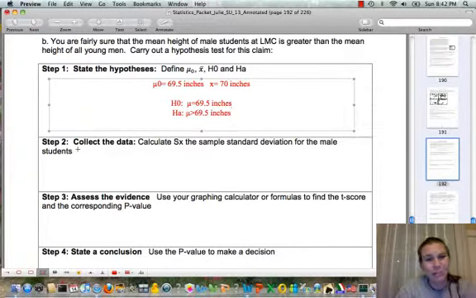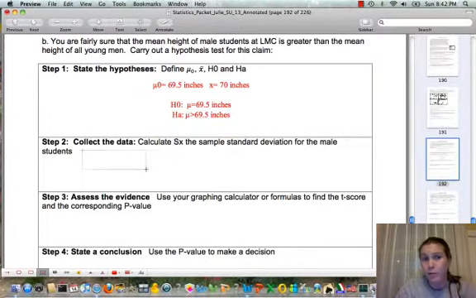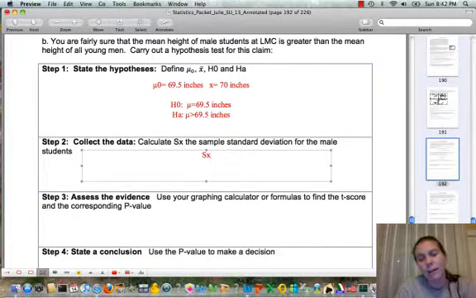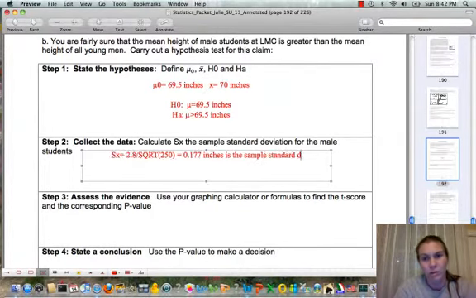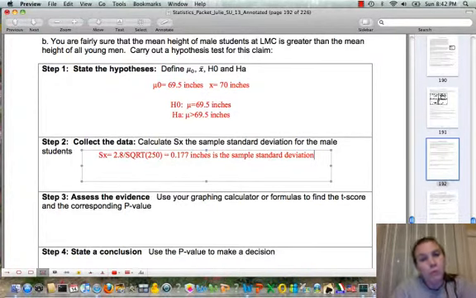So now we want to calculate the sample standard deviation for these male students. So we're going to use here our sample standard deviation formula. And your calculator puts an x next to the s just so that you know that it's coming from the sample. And so we're going to take our population standard deviation 2.8 and divide it by the square root of 250, because 250 is our sample size. And we end up with 0.177 inches as the sample standard deviation. Remember, when we take a large sample, the standard deviation gets compressed.